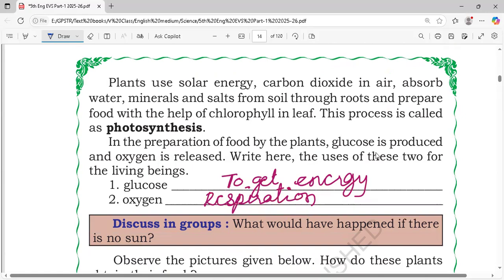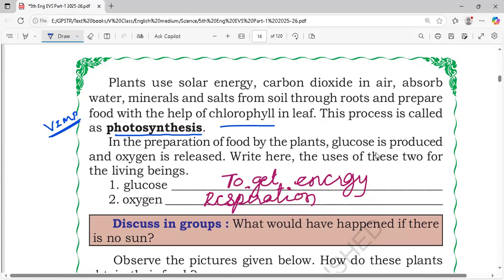Plants use solar energy, carbon dioxide in air, absorb water, minerals and salt from soil through roots and prepare food with the help of chlorophyll in leaf. This process is called photosynthesis. Very, very important for your higher study also. This is important concept. See once again.